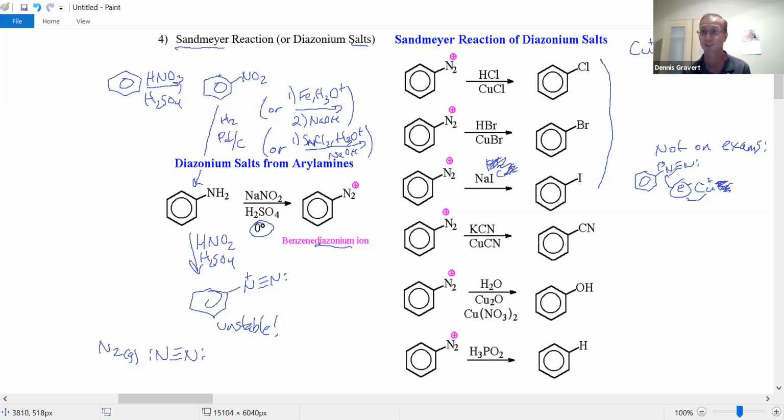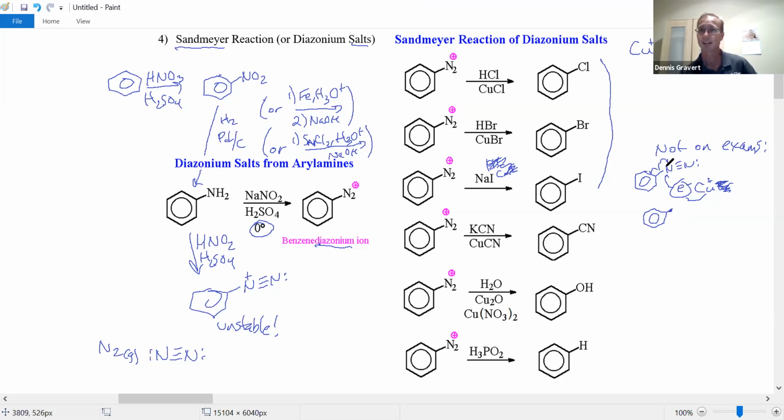Ooh, I should use fishhook arrows, showing that the covalent bond splits. One electron goes to the left, one electron goes to the right. Yeah, it's a free radical mechanism. And you form a halide with a free radical. Ooh, very reactive. This is one of the worst types.